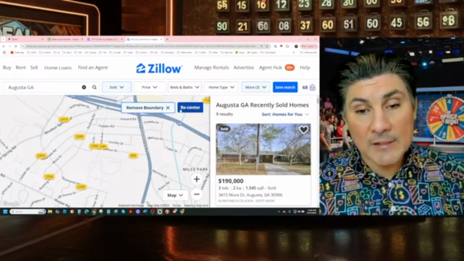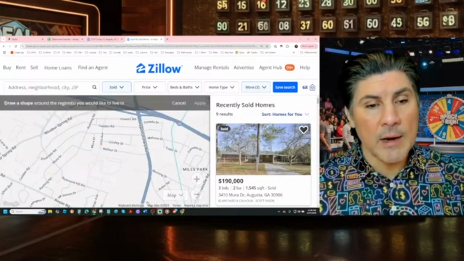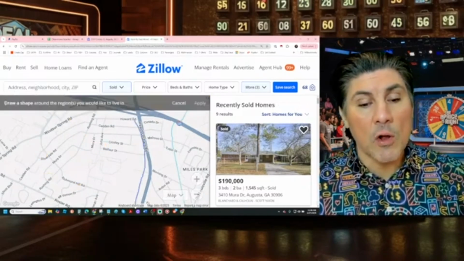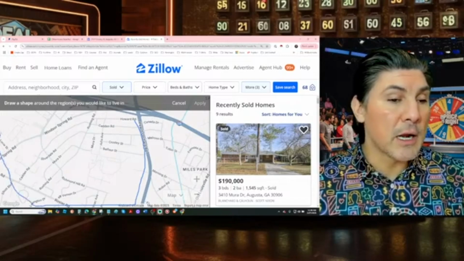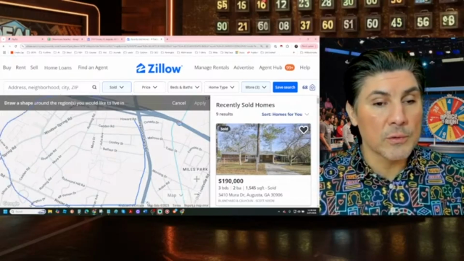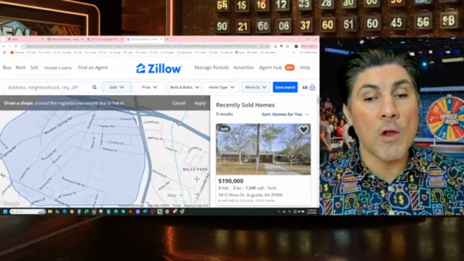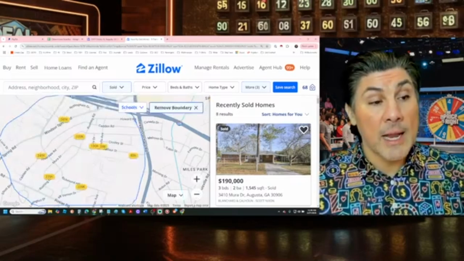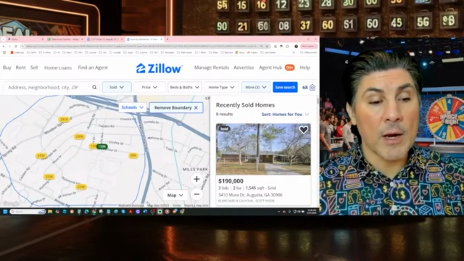But my slice of heaven, right, that's what I like to call it, is right here. This is where I want to be. This is where all of my comps should be. And a lot of people don't know that you can use the Zillow drawing tool to do this. But this is where I want all of my comps. You click apply, and now you see roughly where my comps are.